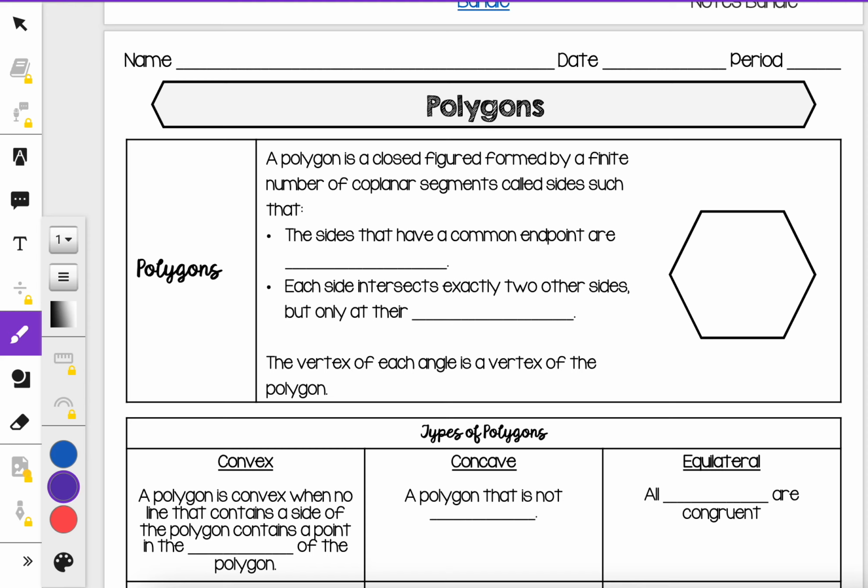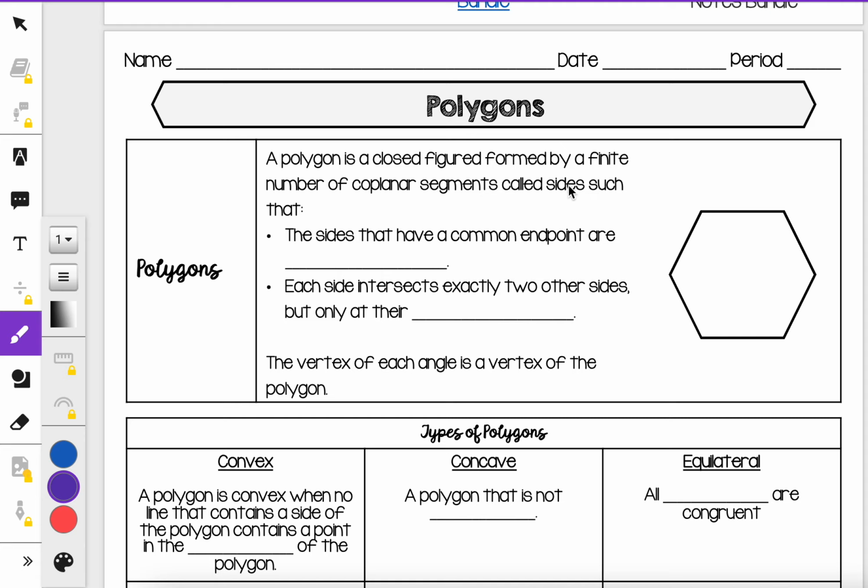This lesson is on polygons, and in this lesson we're going to talk about different ways that we can classify and name polygons. So let's first start talking about what a polygon is.